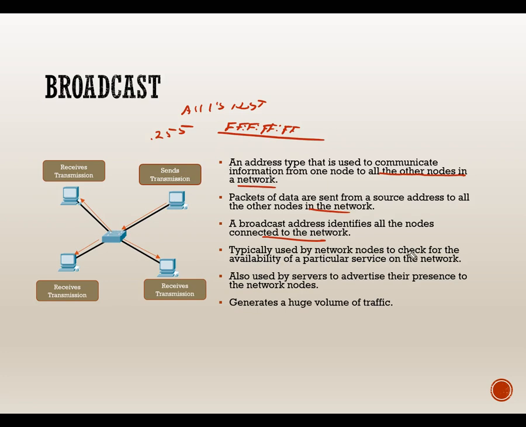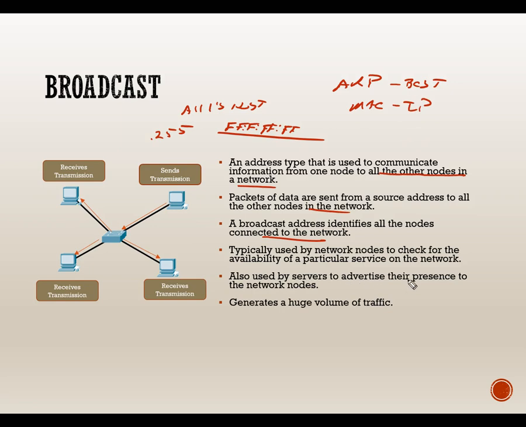Typically used by a network node to check for the availability of a particular service on a network. If we do an ARP, tell me who has this address, we're going to ARP to the broadcast. Because we don't know who has that MAC address, we send it to all of the stations on the network, and one of them will then reply with the MAC address associated with an IP address.